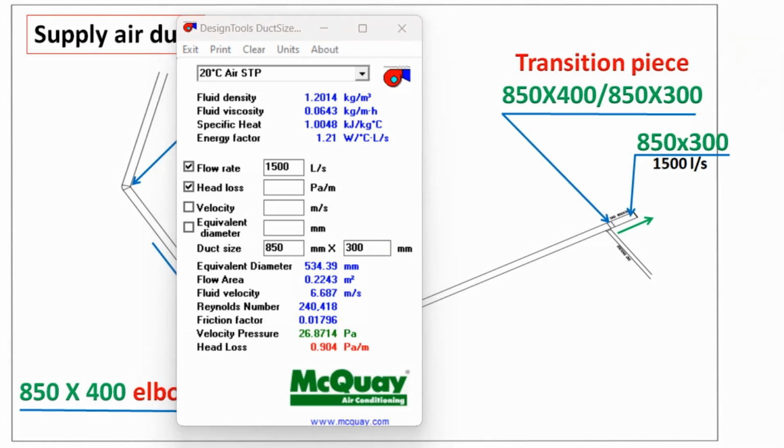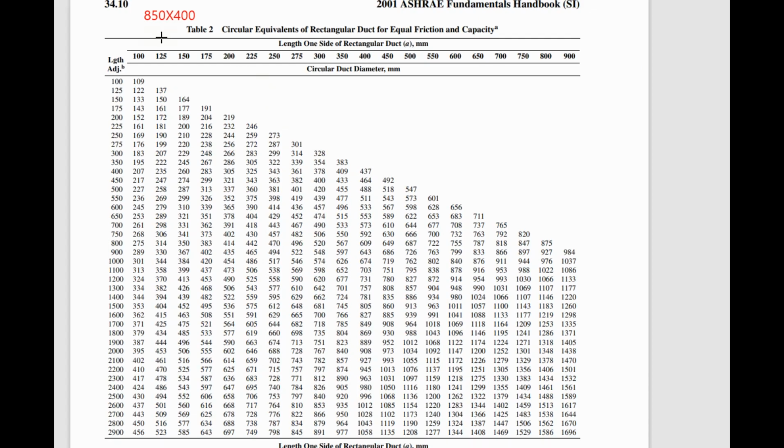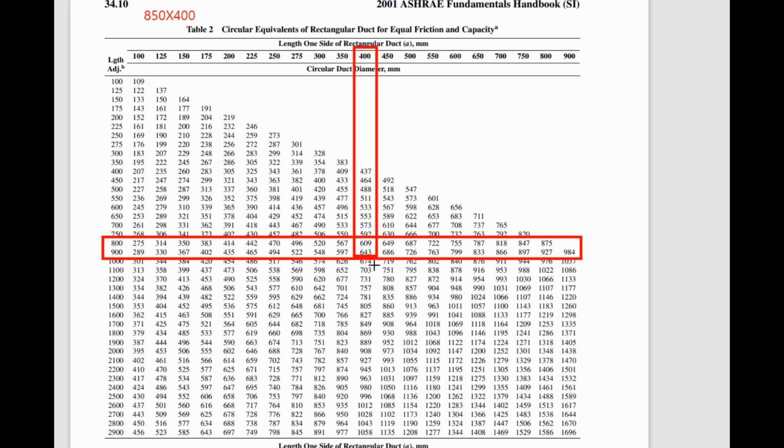Then we found the velocity in this cross section is 6.687 meter per second. This is the friction loss chart. Here airflow is in liter per second, but the duct size is in round duct diameter. So first we will select the equivalent round diameter for our rectangular duct size. Our duct size is 850 by 400. So let us see 850 here, 800, 900. So we will select both values 800 and 900, and the other value is 400. We will select this column.